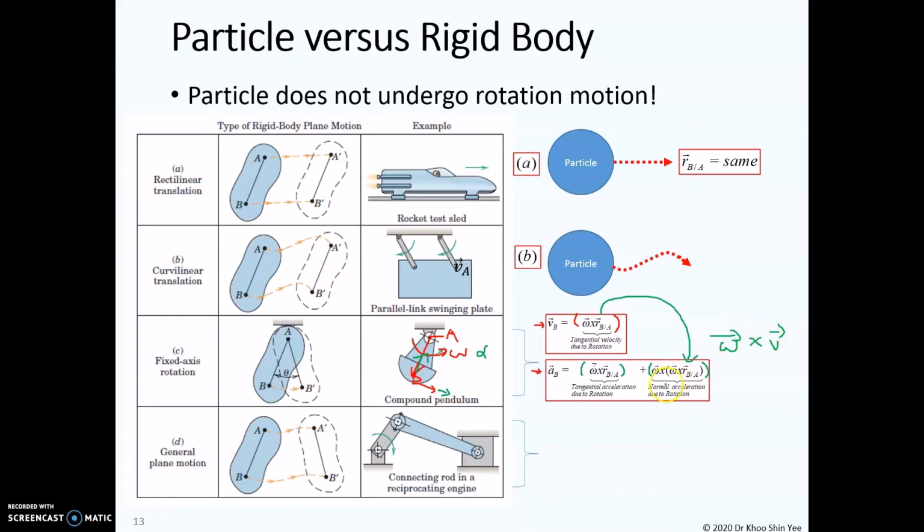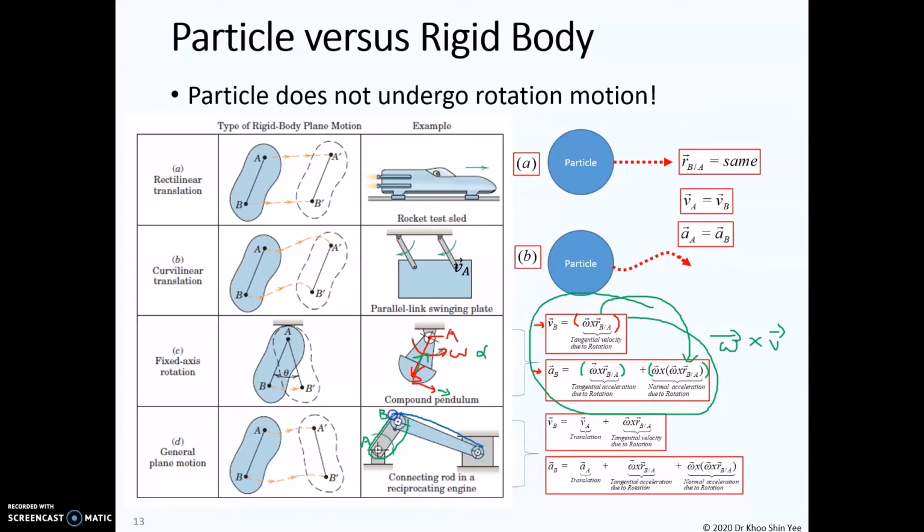So this is the normal acceleration. Rod 1 here is doing the fixed axis rotation. Let's say you have point A here and point B here. Then we can use the same formula to obtain the velocity and acceleration result at point B.